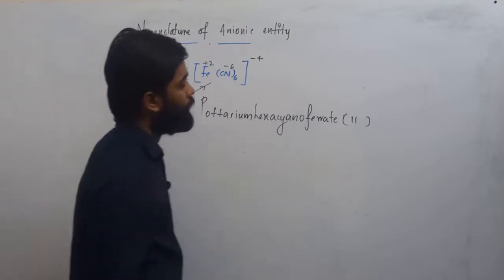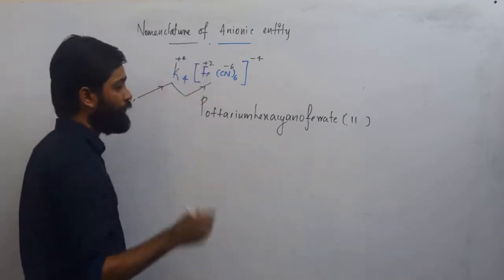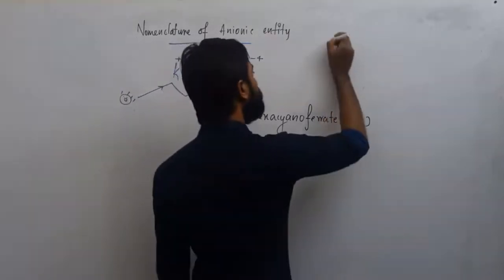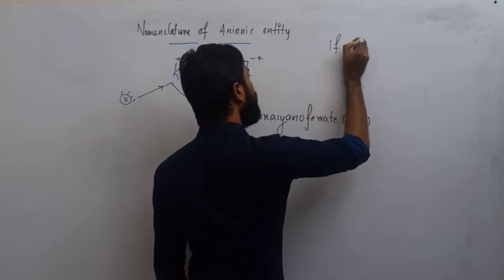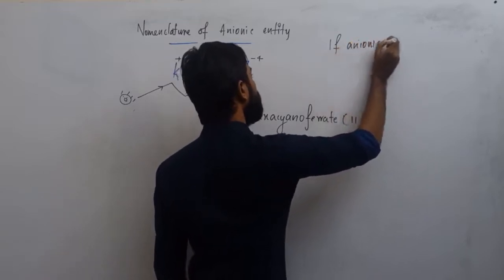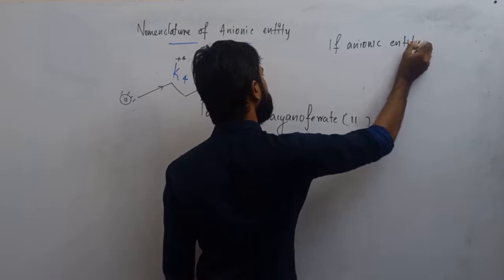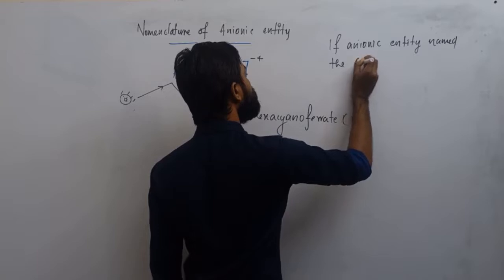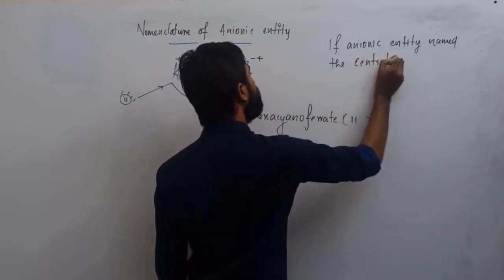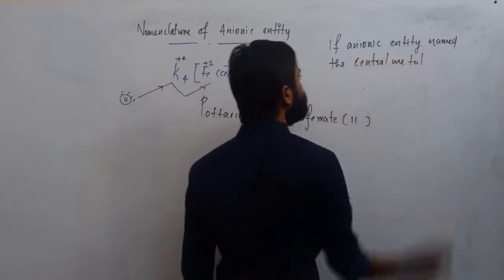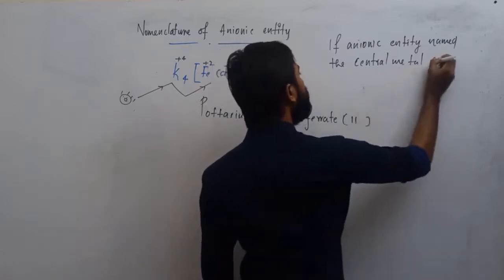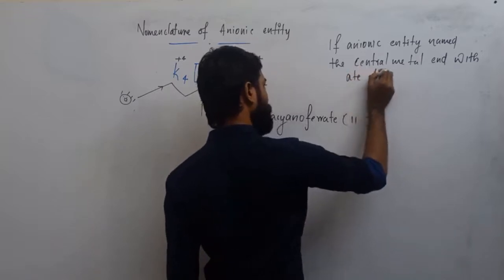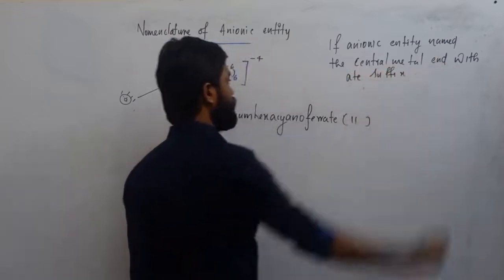Which means there is a difference in that. I'll explain that. Listen. If an anionic entity is named, then the central metal ends with the -ate suffix. Central metal ends with the -ate suffix.